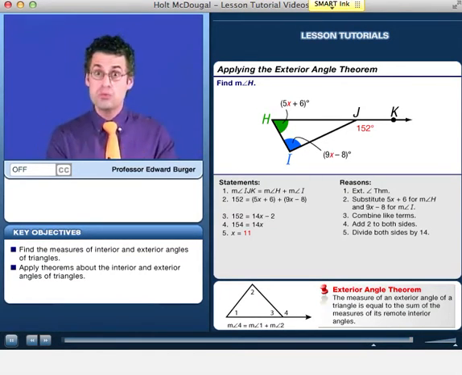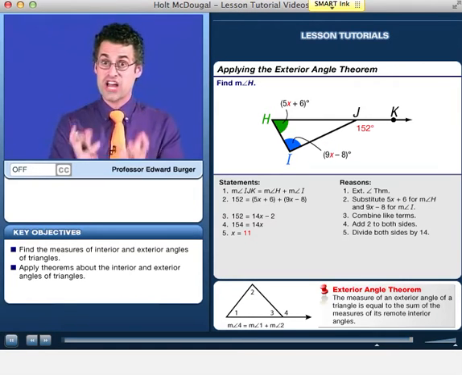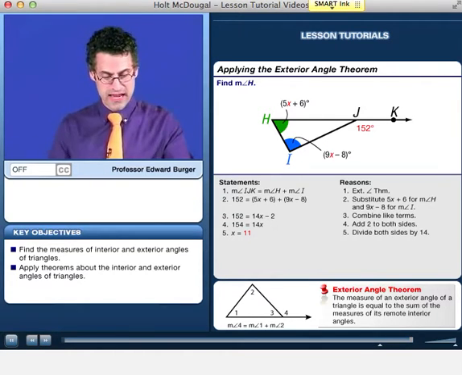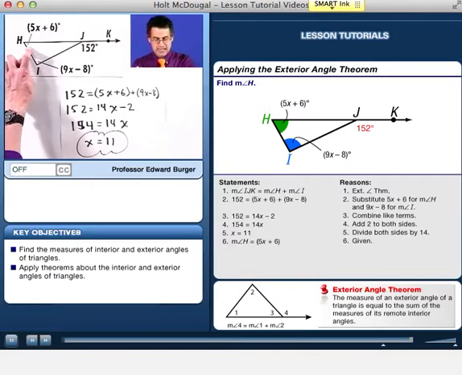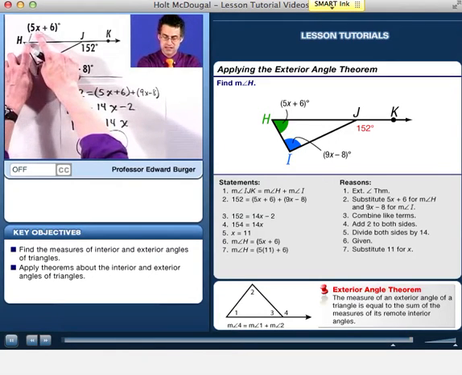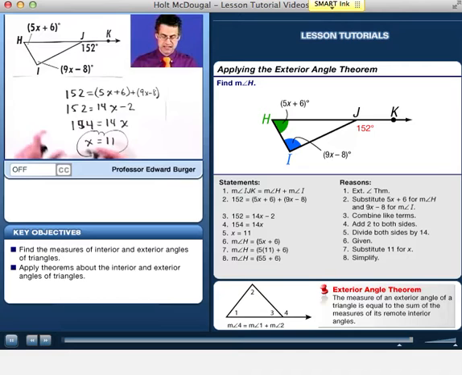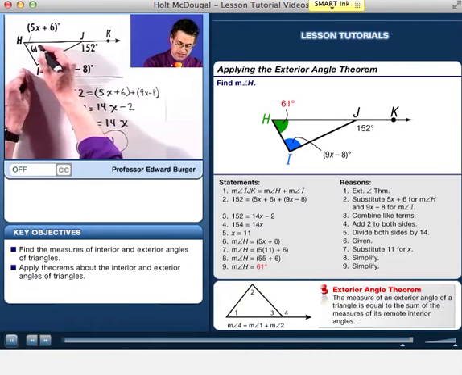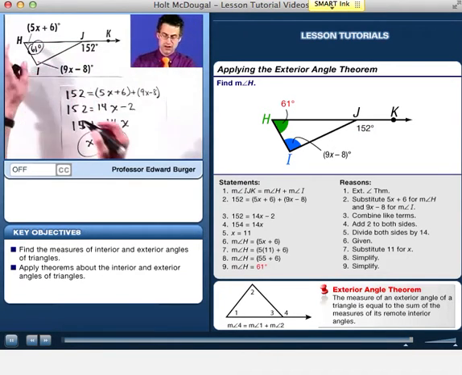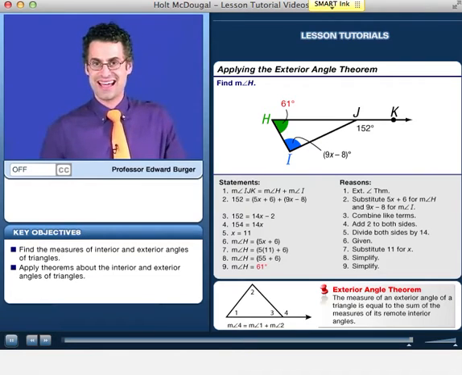Not yet. Did we answer the question? Our challenge was to find the measure of angle H. We haven't quite done that yet. We just found the mysterious number 11. To find the angle H, we've got to plug 11 in for x. 5 times 11 is 55, plus 6 is 61. Now it's time for celebration. We found the measure of angle H. Excellent job.